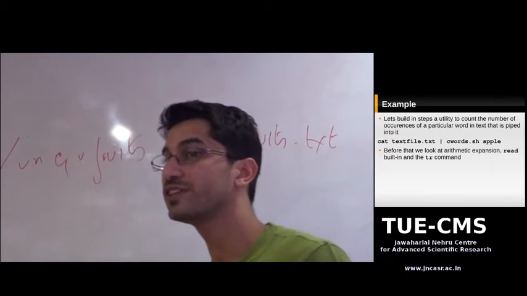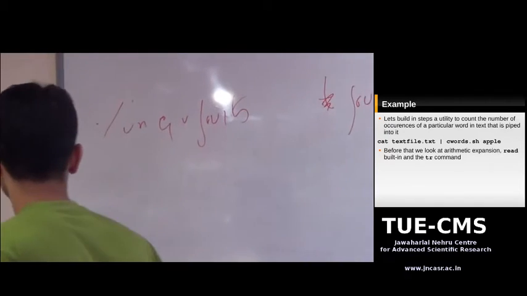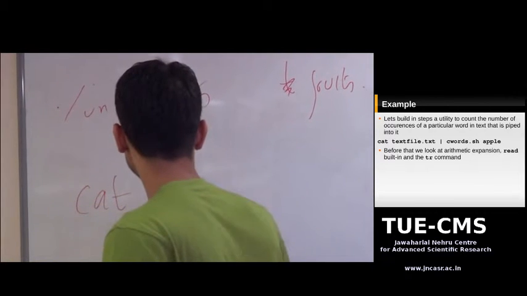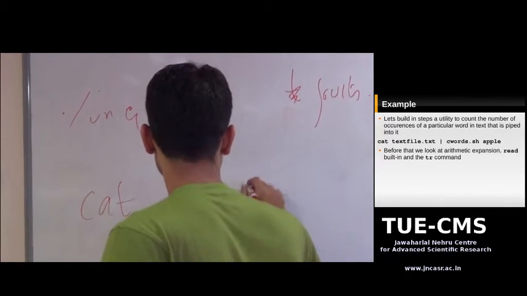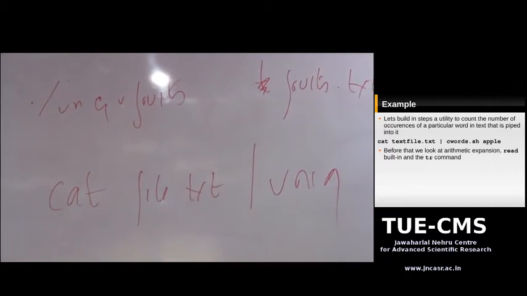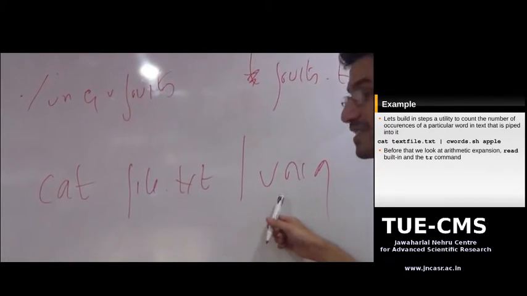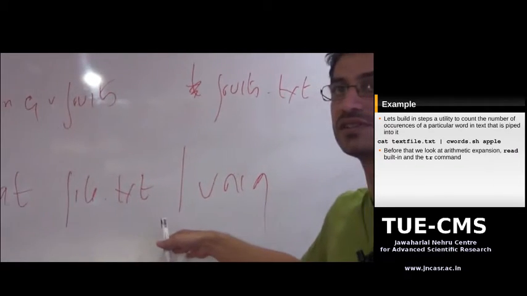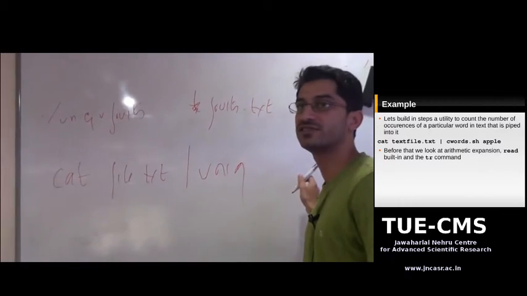Now suppose we wanted to work something like sort or unique. You remember when you used unique, you could do something like this: cat file.txt, and you could pipe it through unique. So unique acts like a filter over here. You have cat writing its output to standard output. It goes through unique and unique writes it to standard output.